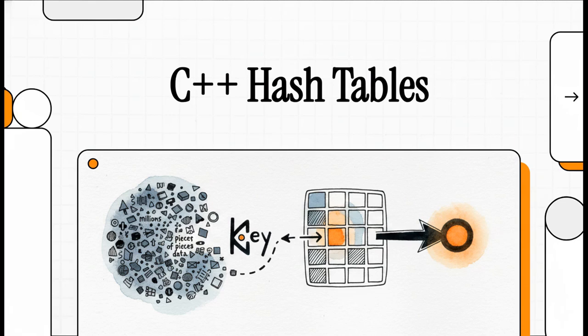You ever wonder how some apps can find one piece of information, just one thing out of millions, almost instantly? Well, it's not magic. The secret is an incredibly powerful C++ tool called the hash table. And today, we're going to pull back the curtain and see exactly how it works.